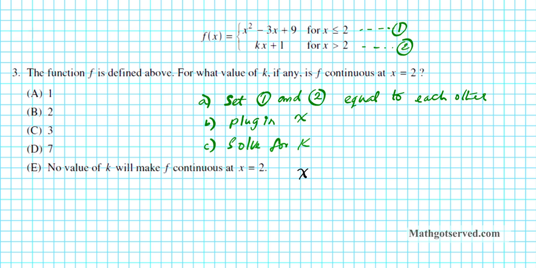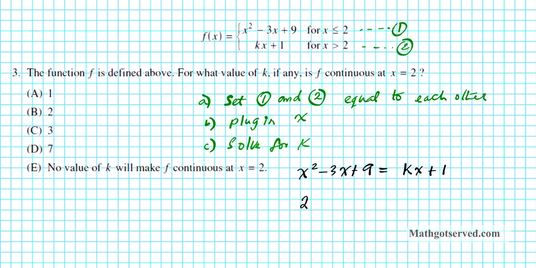So we have x squared minus 3x plus 9 equals kx plus 1. Alright, so we want to make sure that the left and the right hand limits are both equal to the value of both functions at x equals 2. So to make that happen, we're going to plug in 2 into this function.